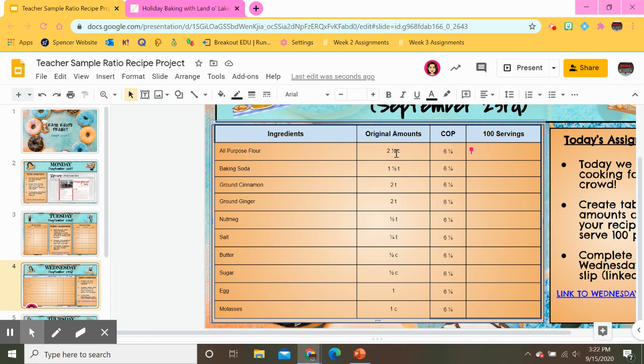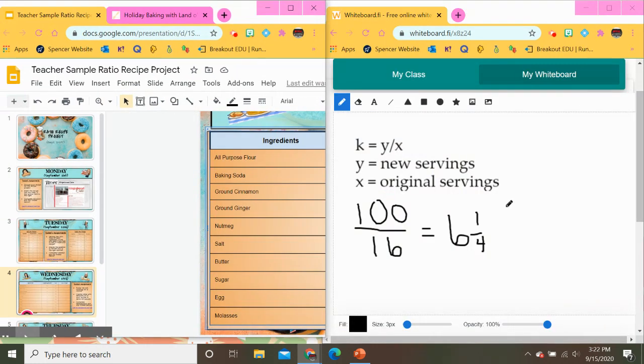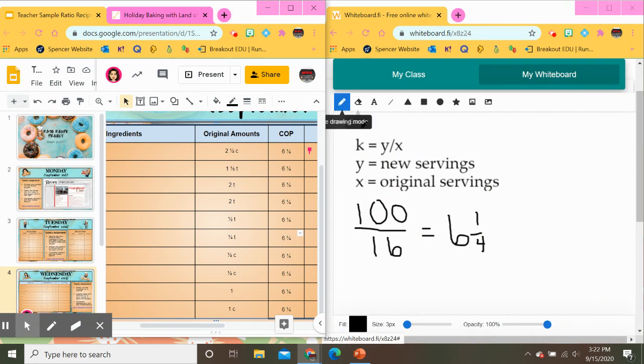Now remember, 2 1/4 cups of flour is going to feed 16 people. So in order to feed 100 people, I have to multiply it by my COP. And I have to multiply every single one of these ingredients by my COP. That is my constant. If I'm going to serve 100 people, then my constant is 6 1/4 times larger than my original amount. So I'm going to go through and do 2 1/2 times 6 1/4, 1 1/2 times 6 1/4. So we'll do a couple of examples together.